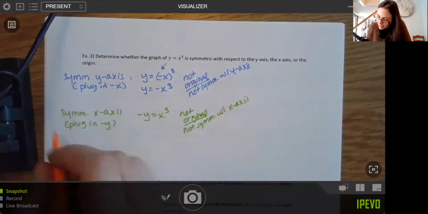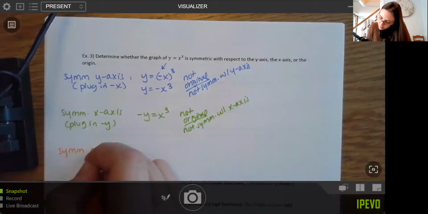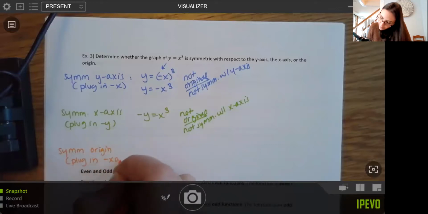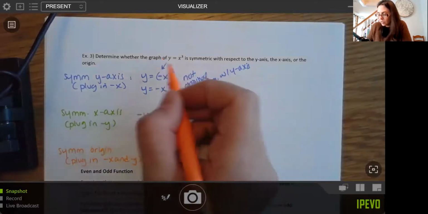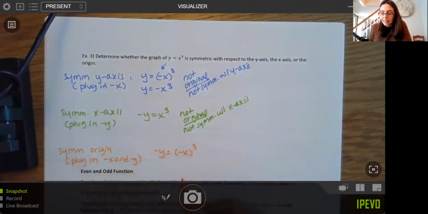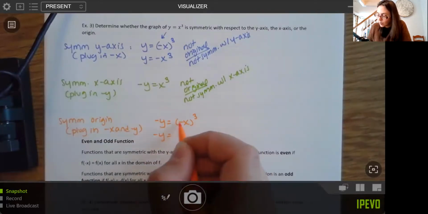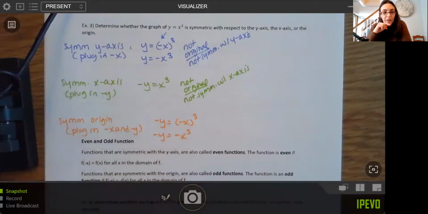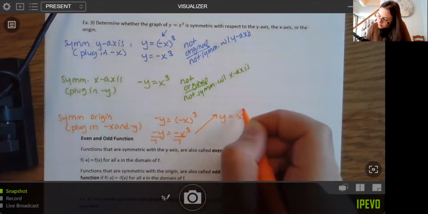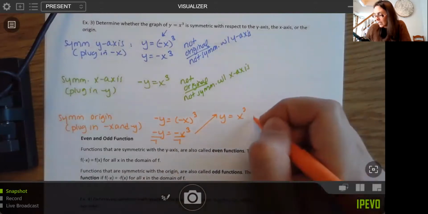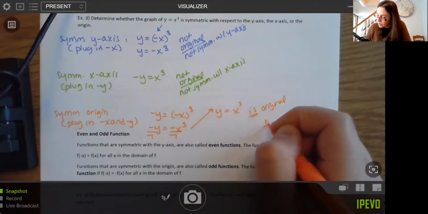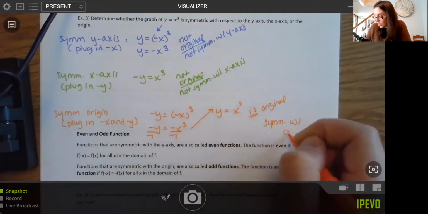And finally, I'm going to try the last one, where I plug in both. Go back to the original, and I replace the y with negative y and the x with negative x. I'm going to simplify here. Well, negative x cubed is just negative x cubed. And what I could do is I could divide both sides by -1, and I get y equals x cubed. So notice this is the original equation. So we are symmetric with the origin here.